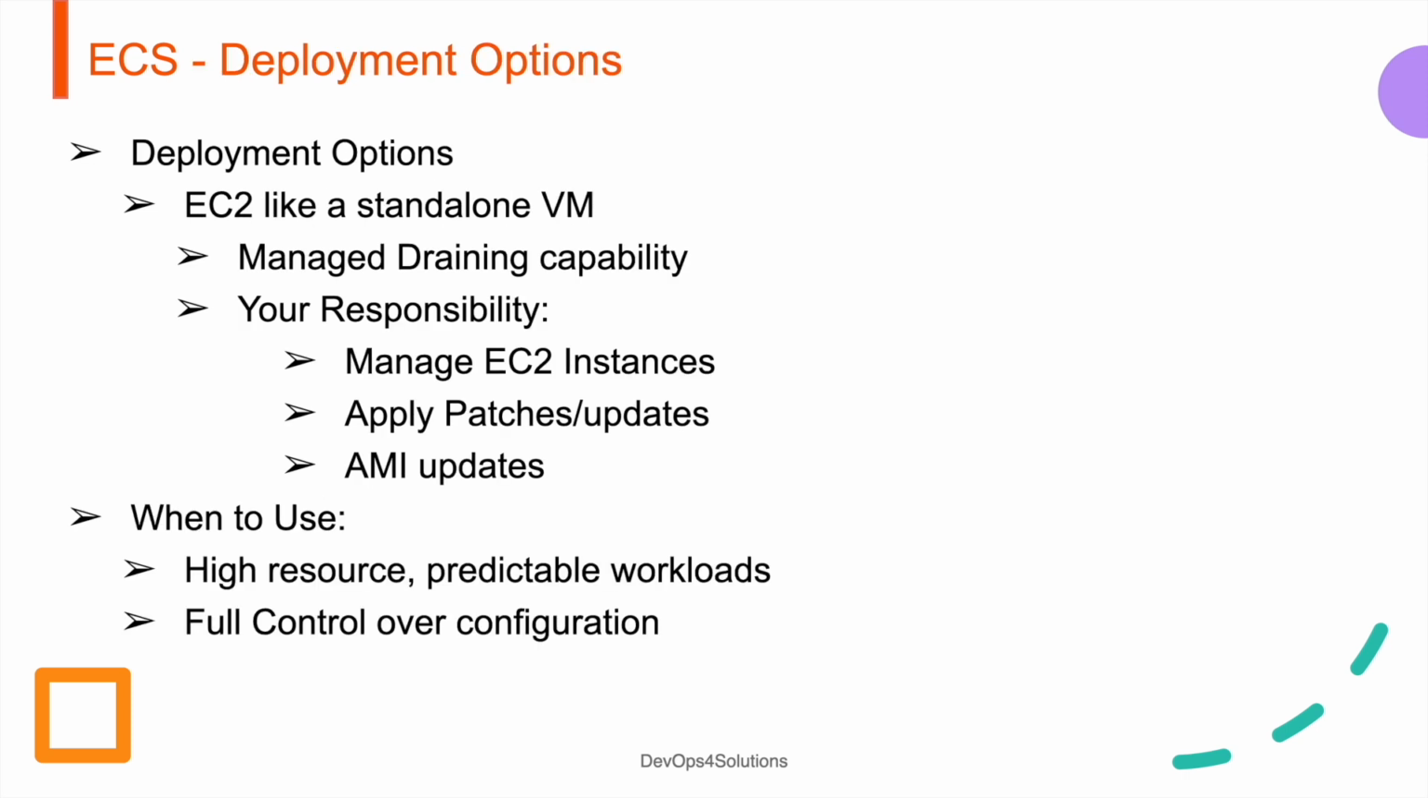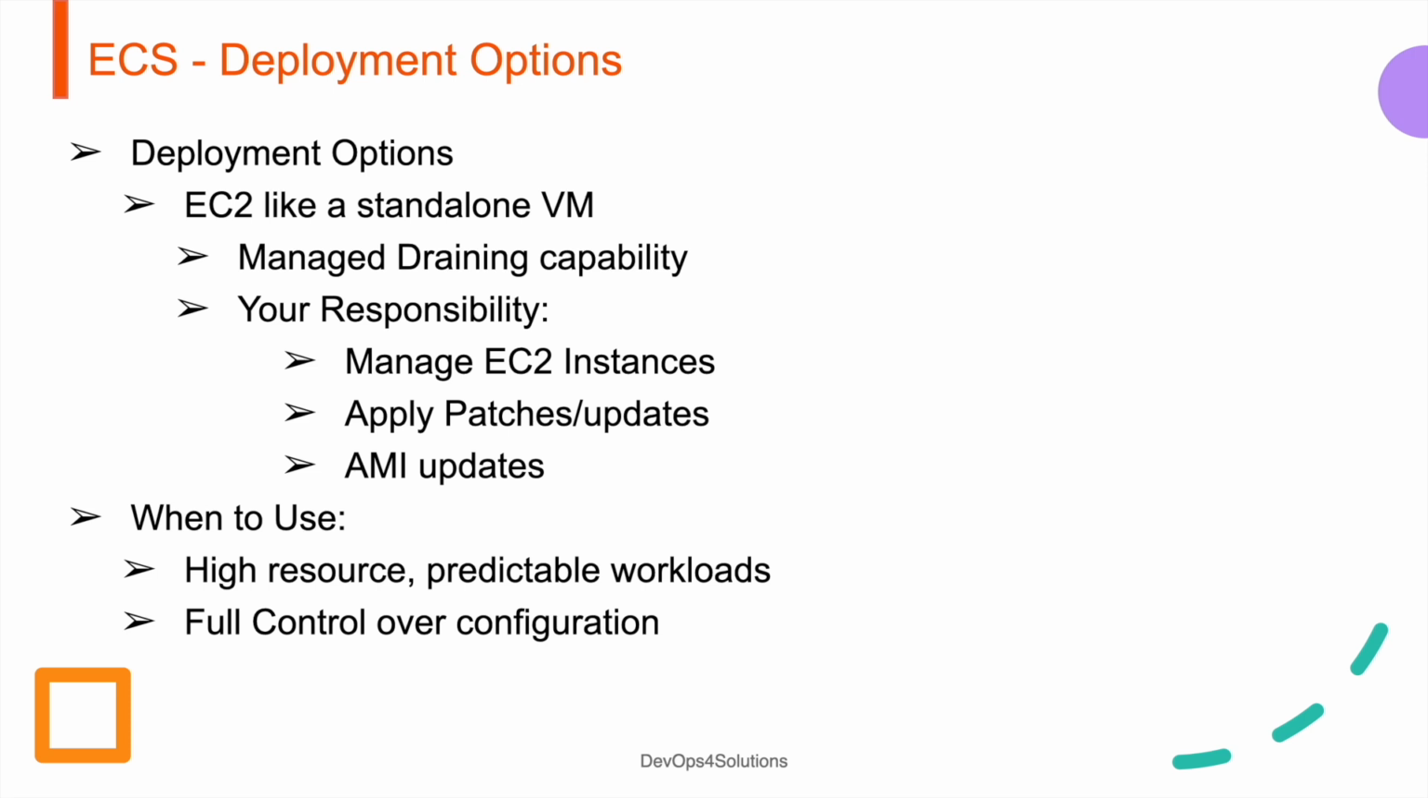ECS deployment options. Now in ECS, we have two options. First, EC2. So you are using an ECS cluster, but for the compute, you can use EC2. Again, EC2 is a simple standalone VM, like we discussed with the EC2 options. It has managed draining capability, which I explained earlier, which is very important. And your responsibility is mostly just to manage the EC2 instance and the AMI updates and apply patches on a regular basis. You don't need to worry about the containerization, the cleaning part of the images and the containers.